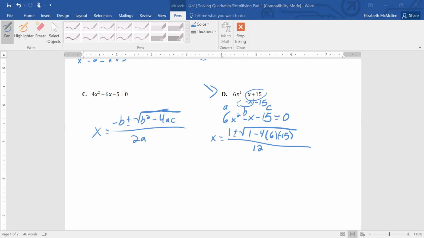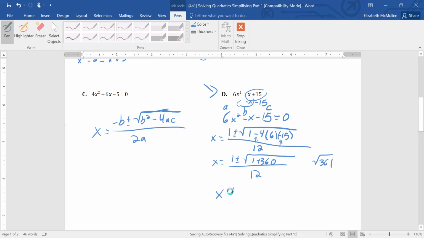All right, let's get to cleaning this up a little bit. So 4 times 6 times 15 is 360. All right, so x equals 1 plus or minus the square root of 1 minus 360 plus 360. A negative times a negative gives me a positive, all over 12. So that makes this the square root of 361. And that doesn't break down. So x equals 1 plus or minus the square root of 361 over 12.